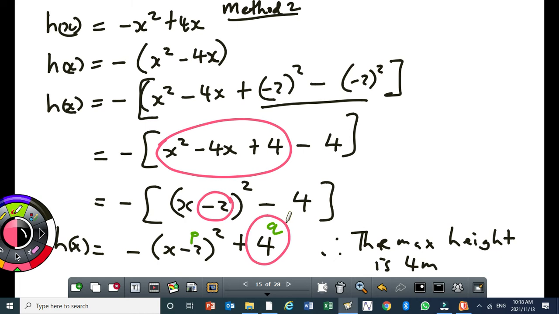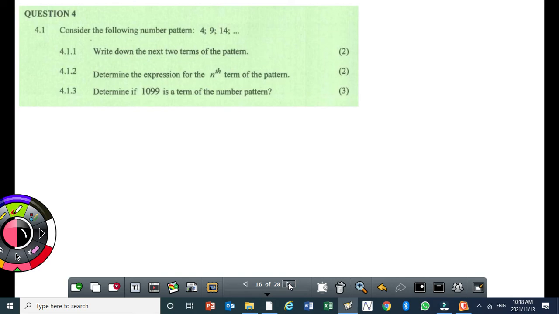Any questions before I move on? Right, so let's move on to number patterns now. In your number patterns, obviously you need to know your linear and your quadratic patterns. There's no way out. You need to know both linear and quadratic. So the first question says consider the following pattern.